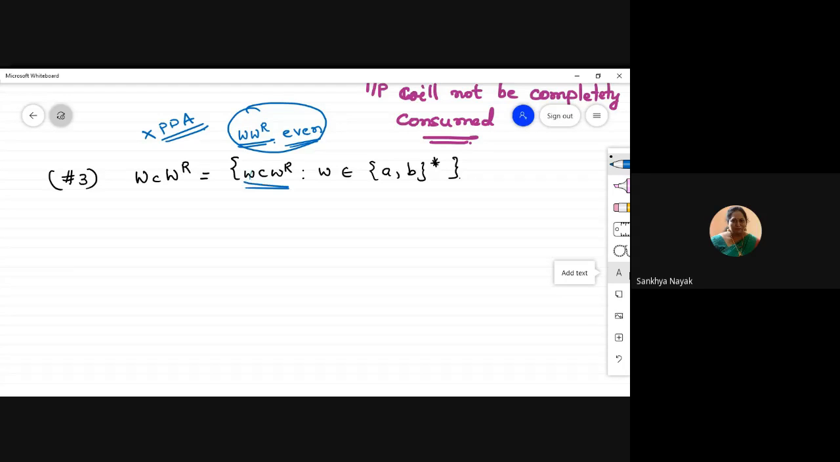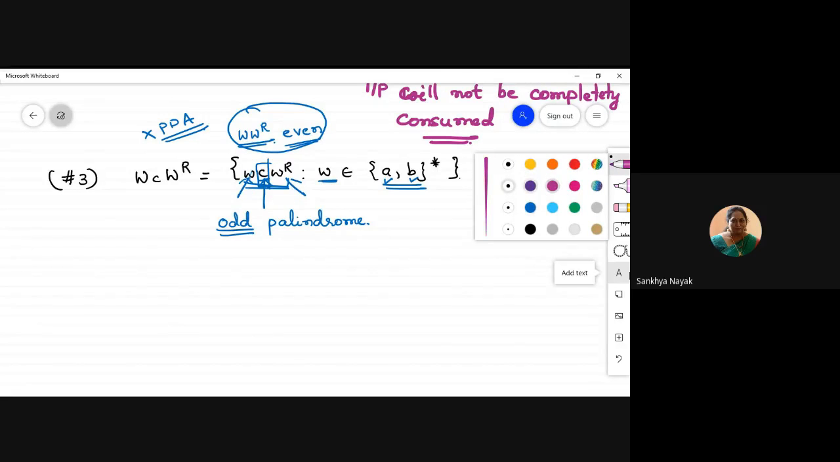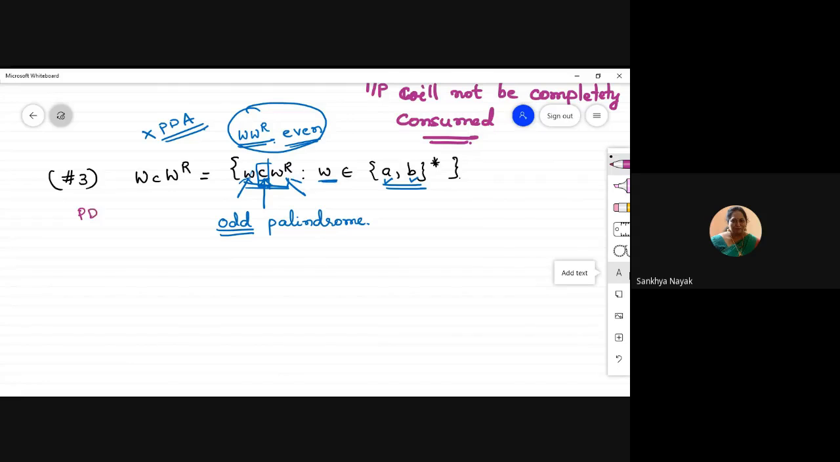However, I can design a PDA for something like this, where you have in between a marker. This is an odd palindrome. Okay, so I can design PDA for odd palindrome, especially if I have a marker in between. So as you can see here, input has only A and B, right? So W is made up of A and B. W^R is also made up of A and B, but in between, I have a marker called C. So you can design PDA only for this question.